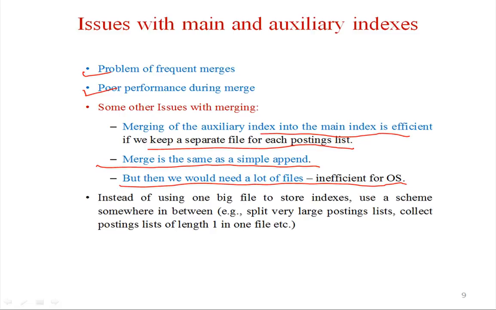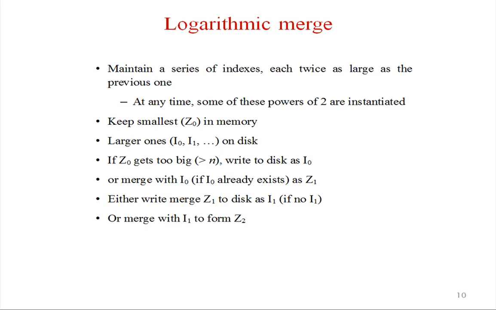We choose to simplify the discussion, we choose the simple option of storing the indexes in one large file. So instead of using one big file to store indexes, use a scheme somewhere in between. An example is to split very large posting lists, and collect the posting lists of length 1 in one file, etc. Another thing is logarithmic merge.